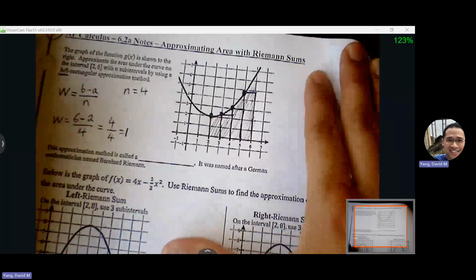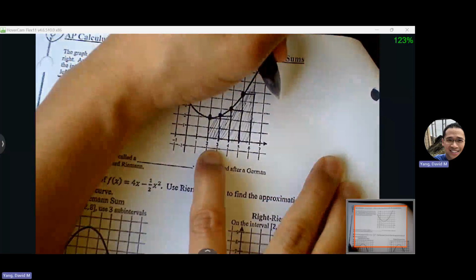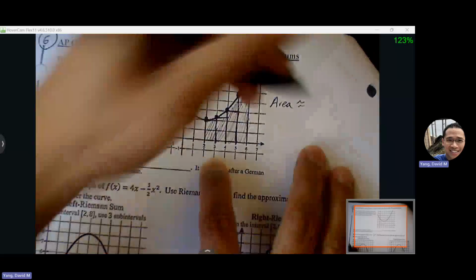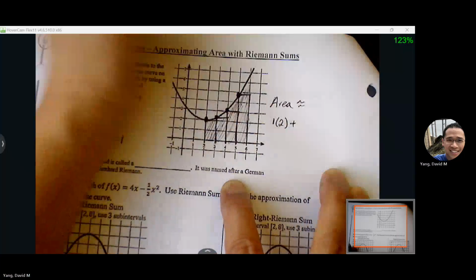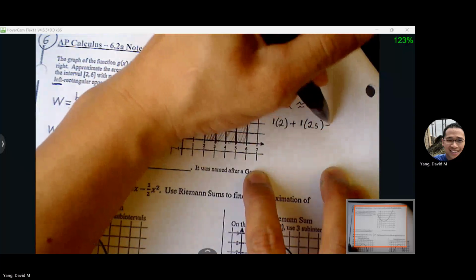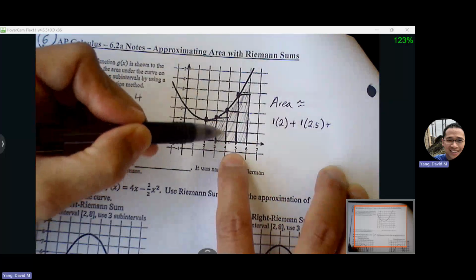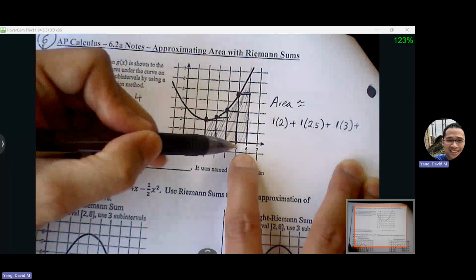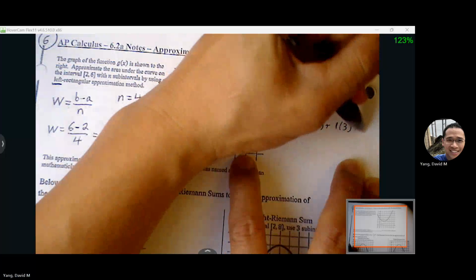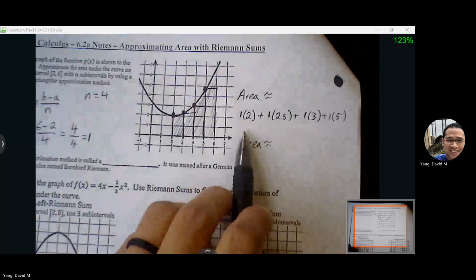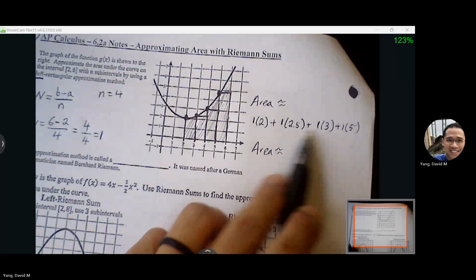Okay, so we're just going to find the areas of these rectangles now. So the area, base times height, so 1 times 2. Second rectangle, 1 times my best approximation is 2.5. Third rectangle, width is 1, height is 3. And then last rectangle, width of 1 and height of 5. So we add all these rectangles together, 4.5.